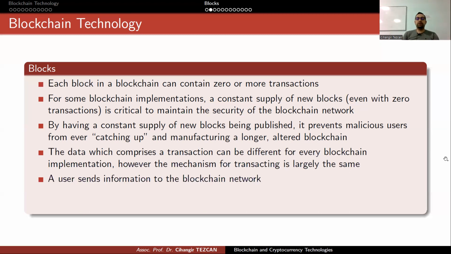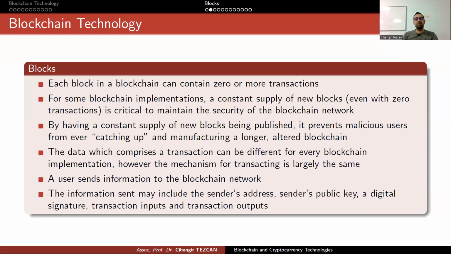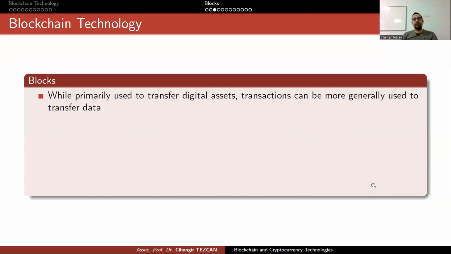A user sends information to the blockchain network. So whenever you want to make a transaction, you actually announce it to the network. The information sent may include the sender's address, sender's public key, a digital signature, transaction inputs, and transaction outputs. This is actually what we do in cryptocurrencies most of the time. While primarily used to transfer digital assets, transactions can be more generally used to transfer data. Later on, we will talk about pay-to-script hash in Bitcoin and also smart contracts. You will realize there that you can actually transfer something more.